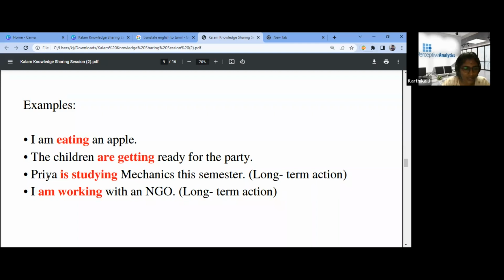Next one is: Priya is studying mechanics this semester. This is a long-term action. She started studying in the past, but it is not completed yet. That's why we have to use verb plus ing format. Next one is: I am working with an NGO. This is also a long-term process. I have been working with an NGO from some years ago, and I am still doing the work. That's why it is called a present continuous tense.